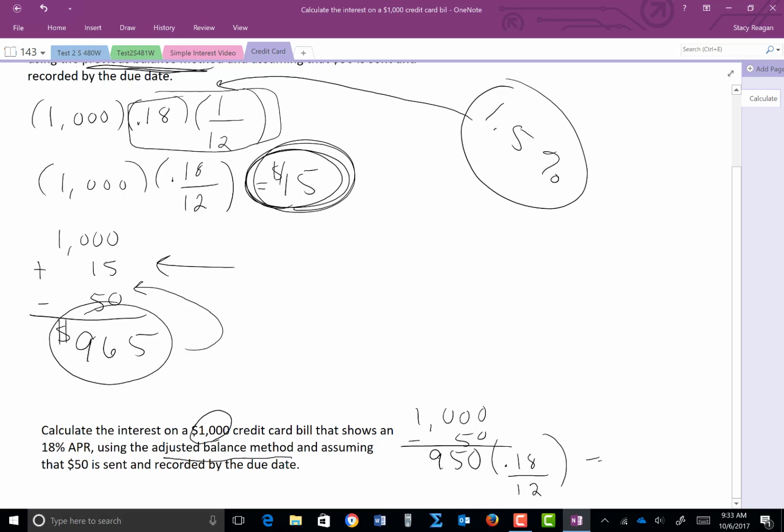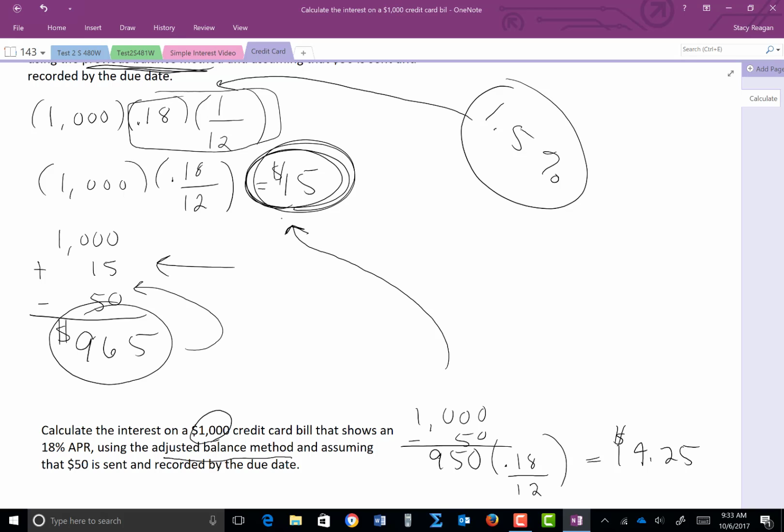So now when we calculate the finance charge, we get $14.25. That's the finance charge. So in this one, the finance charge is calculated after the payment's posted. In this one up here, the finance charge is calculated before the payment is posted. So the finance charge would be $14.25.